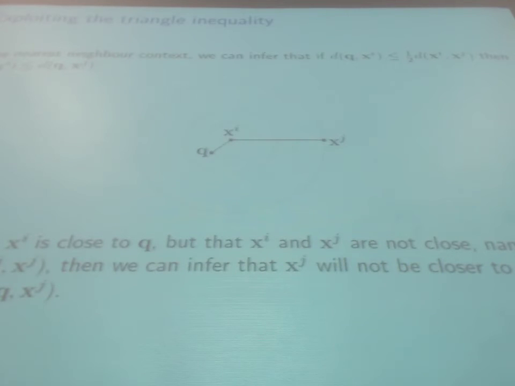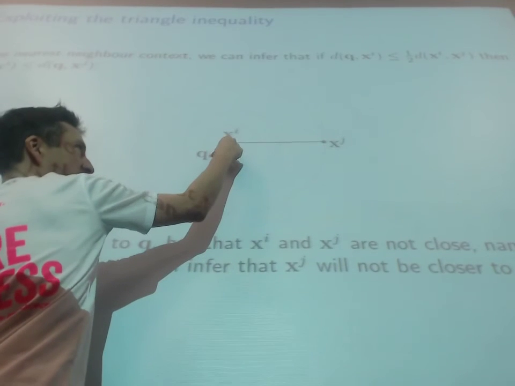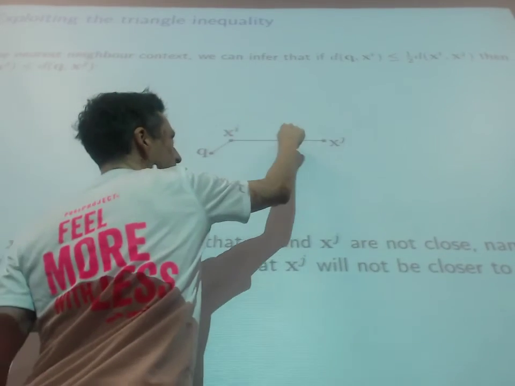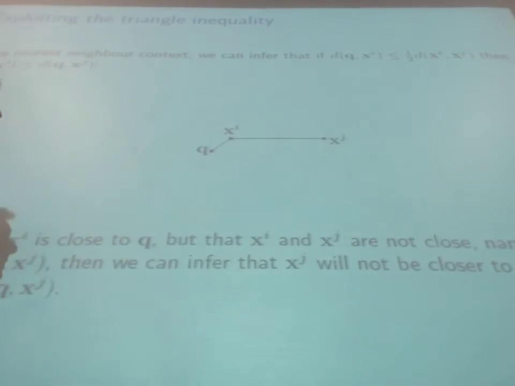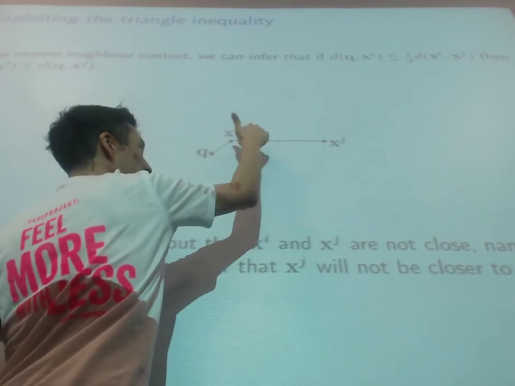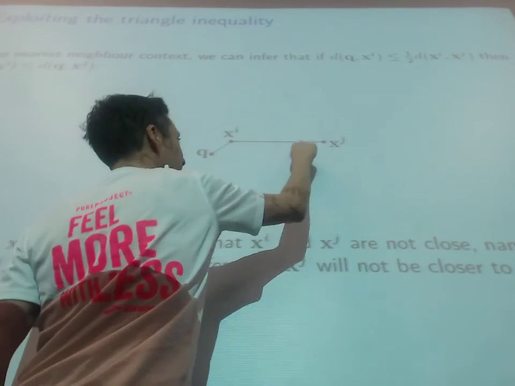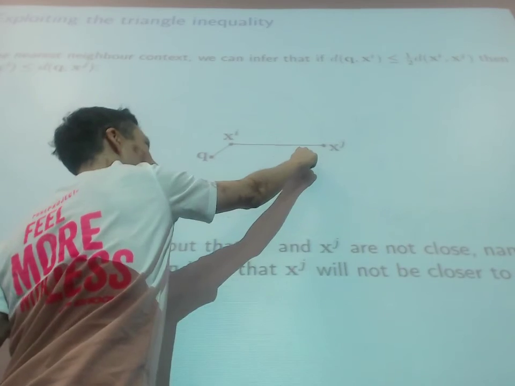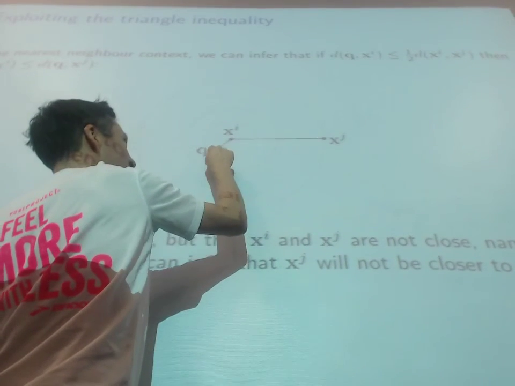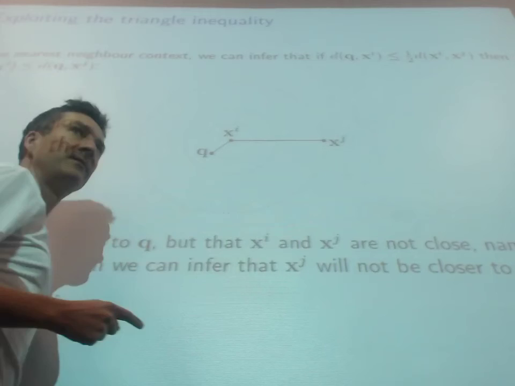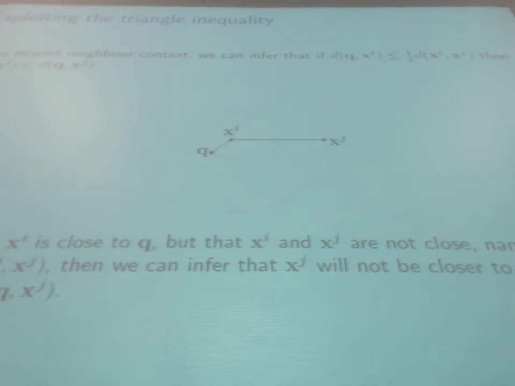But this is true. So the point is that if you've evaluated this distance here, and somebody tells you this distance here is less than half of this distance, you don't need to compute that distance. You can avoid it. I know automatically that q is closer to that than it is to that. So the key point then is how to use this result to bootstrap and avoid doing some of the calculations.